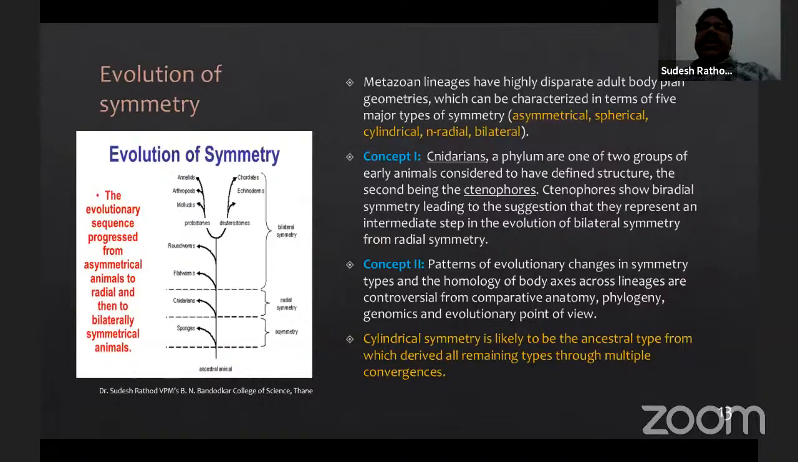Cnidarians are radially symmetrical. From flatworms onwards, flatworms, pseudocoelomates, and coelomates, these all are bilaterally symmetrical. So bilateral symmetry relates to highly developed organisms as compared to radial symmetry, and asymmetry is primitive to radial symmetry. Next slide.